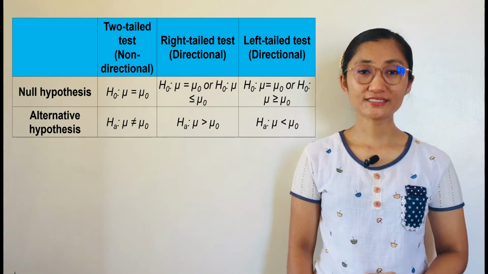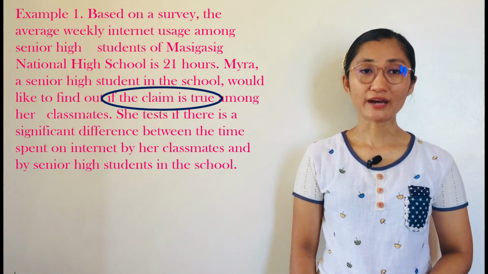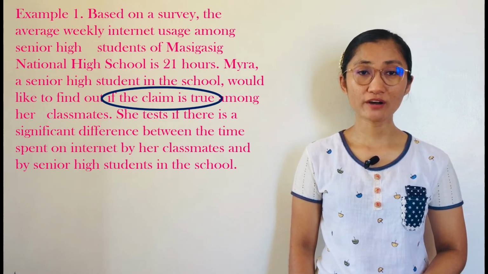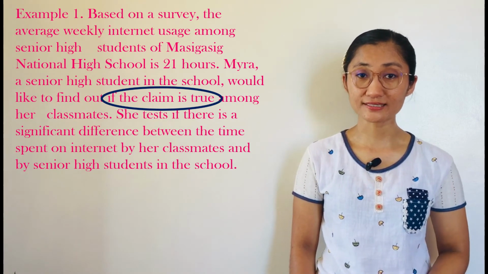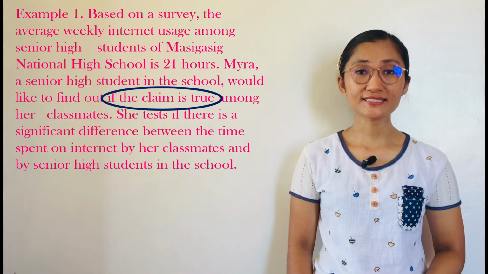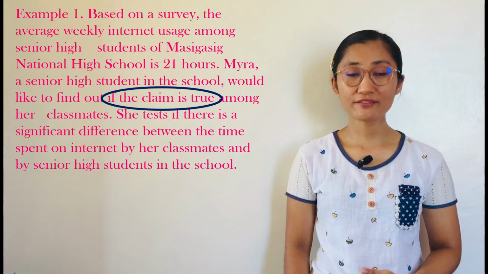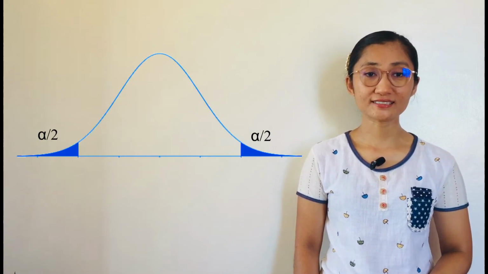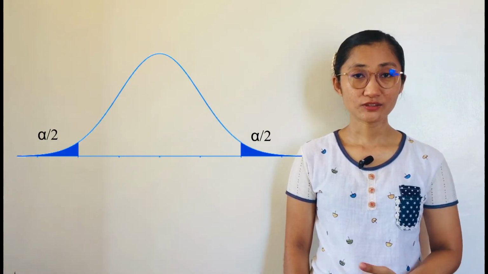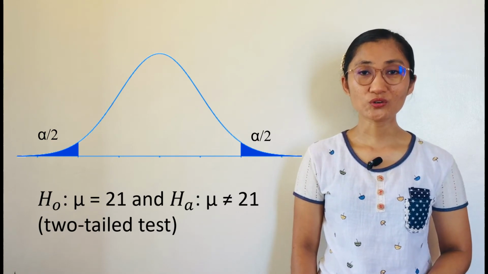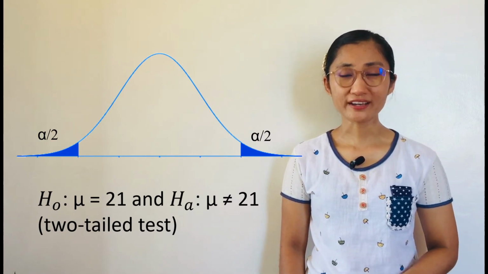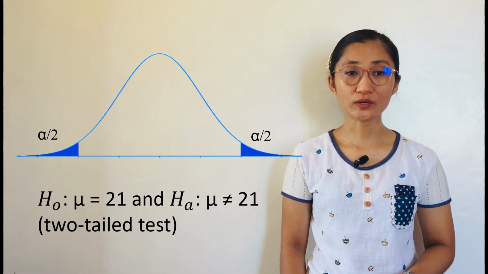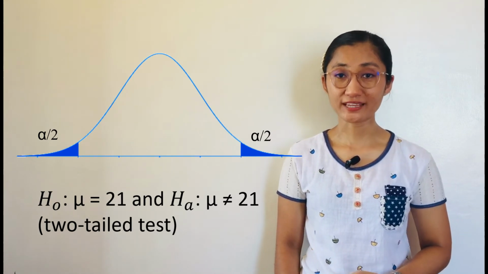Let us go back to the examples. In example 1, the phrase "if the claim is true" has no clue of the direction of the test. Hence, it implies either higher or lower average weekly internet usage. And this shows a two-tailed test. That is, in notations, H sub 0 colon mu equals 21 and H sub A colon mu is not equal to 21. And that is a two-tailed test.